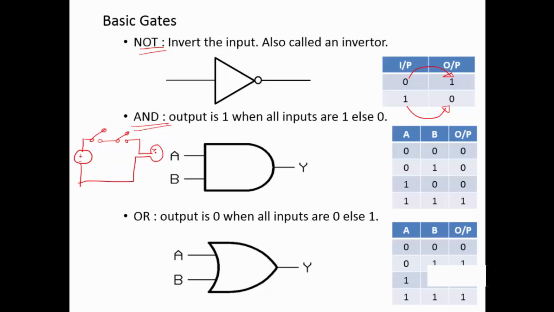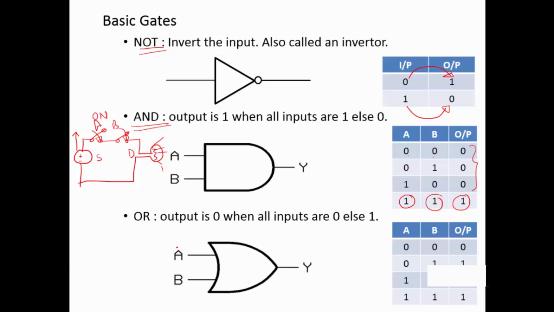Okay, so this is a bulb. This is A, this is B. Suppose I just start the power, and for current to travel from source to destination, the current has to take this path. So for current to reach from source to destination, both these switches have to be on. Otherwise, the current will not flow. That means when both A and B are 1, only then the output is 1. Only then the bulb will glow. Otherwise, if either of A or B is 0, the output is 0.